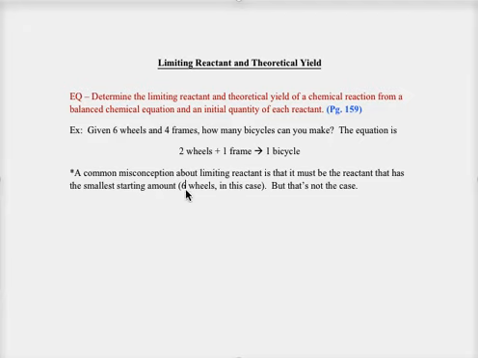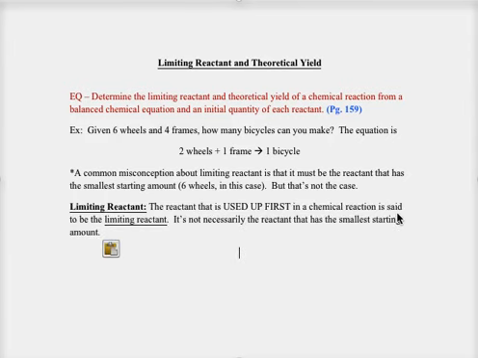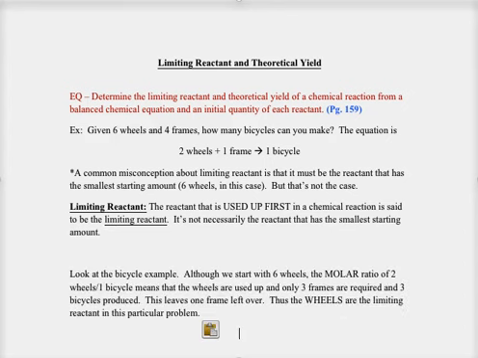All right, so let's identify the definition of a limiting reactant. Limiting reactant is the reactant that is used up first in a chemical reaction, and it's said to be the limiting reactant. So it's not necessarily the reactant that has the smallest starting amount, but rather the one that gets used up first. So looking again at this bicycle example, even though we start with 6 wheels, the molar ratio of 2 wheels per 1 bicycle means that the wheels are used up first, and only 3 frames are required, and those produce 3 bicycles.